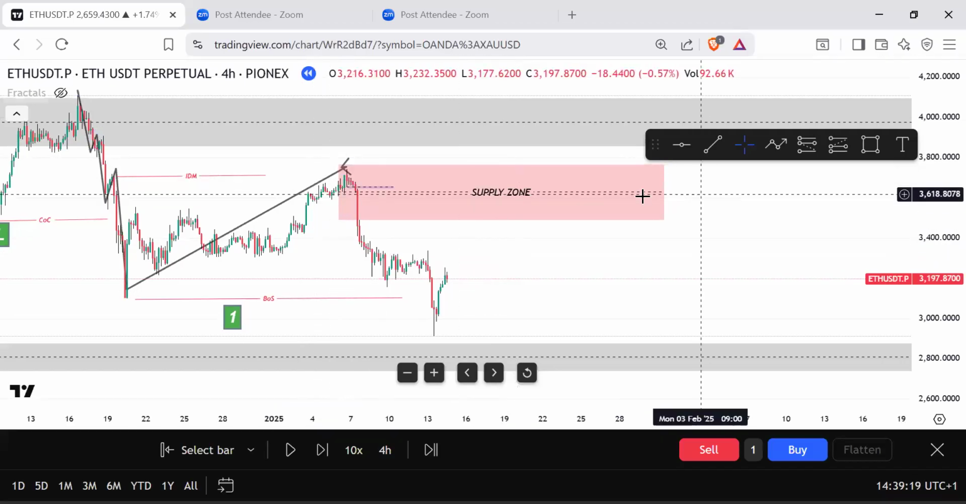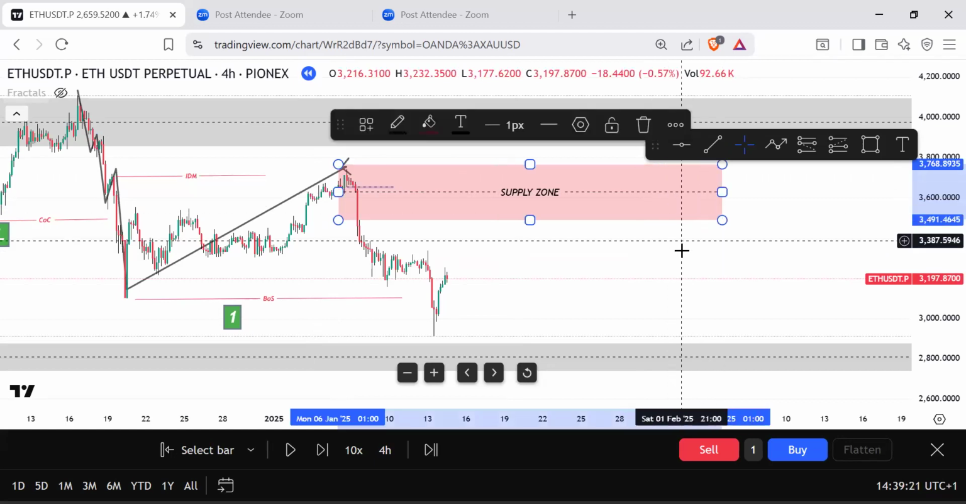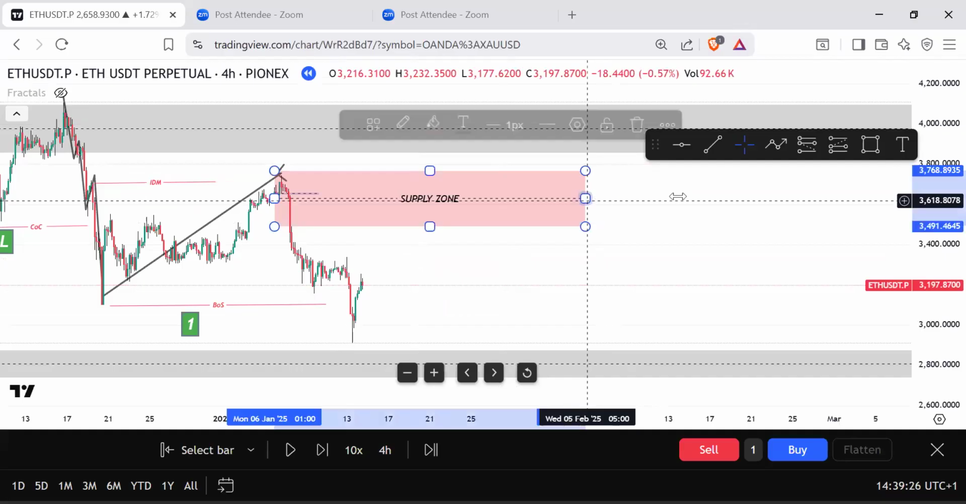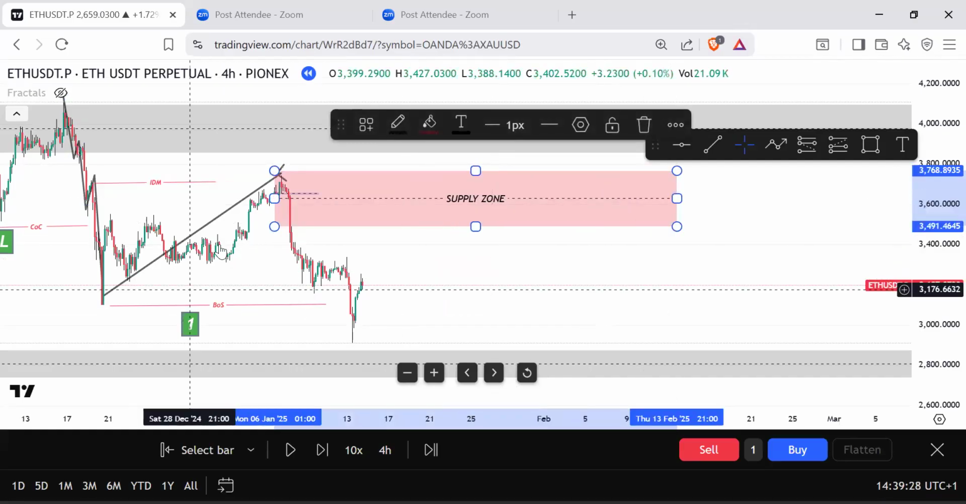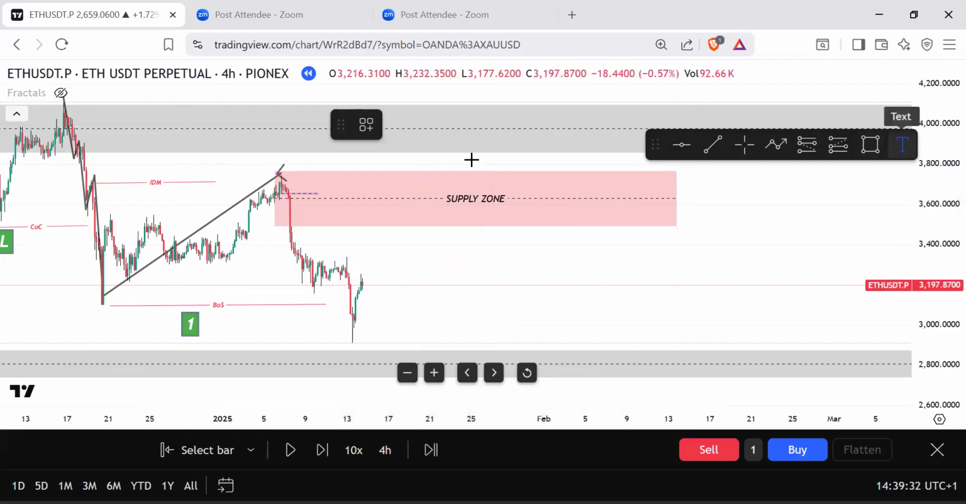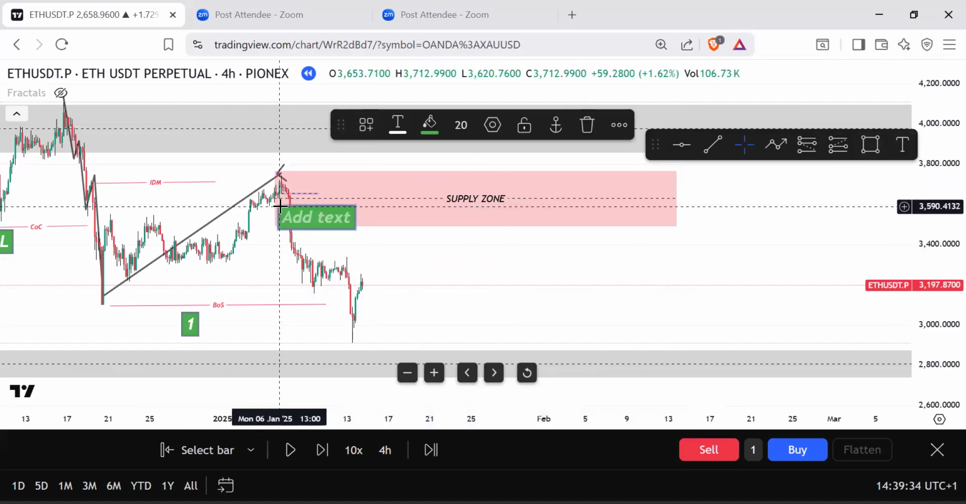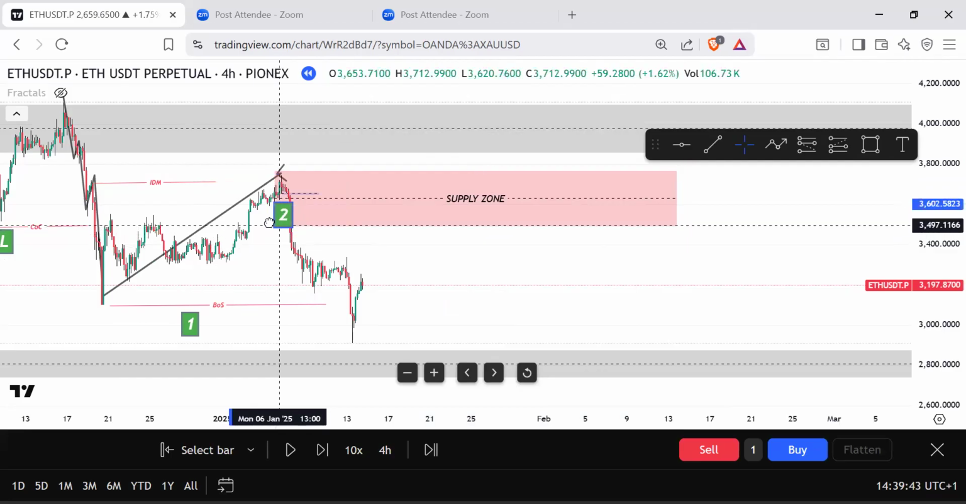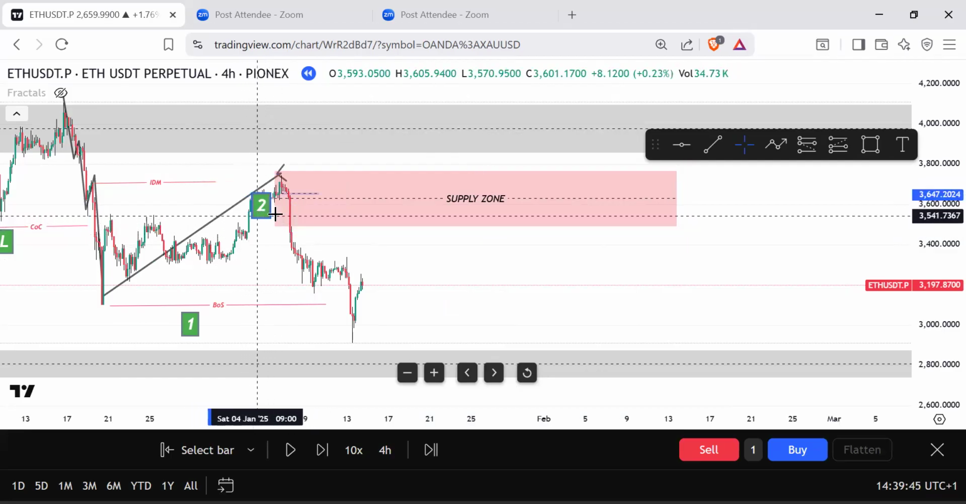All of these points will have been our supply zone for price to come back for us to enter. So first condition is break of structure. Second condition, fair value gap. So basically, the width of the supply zone is the fair value gap width. Correct, no? Yes, this fair value gap.